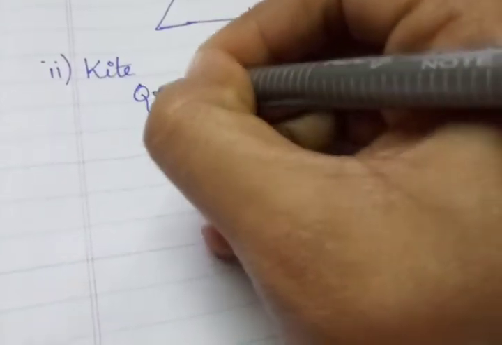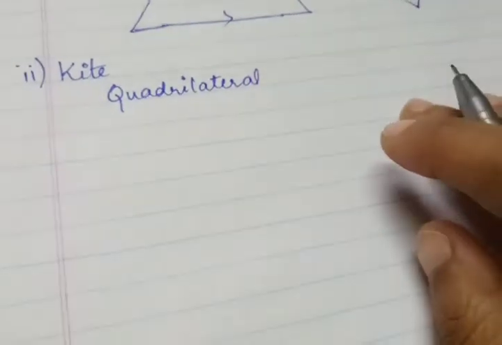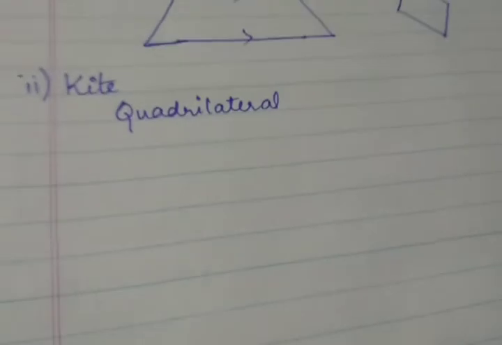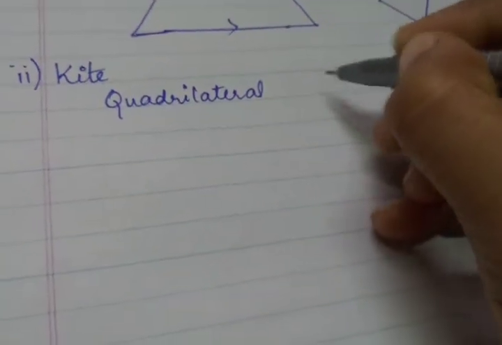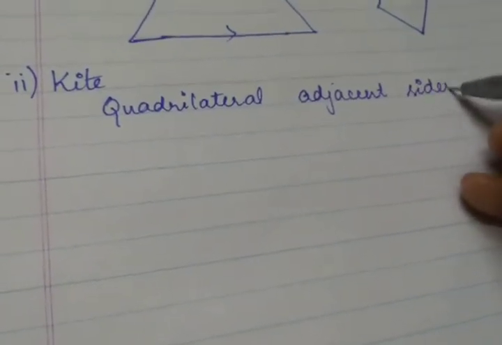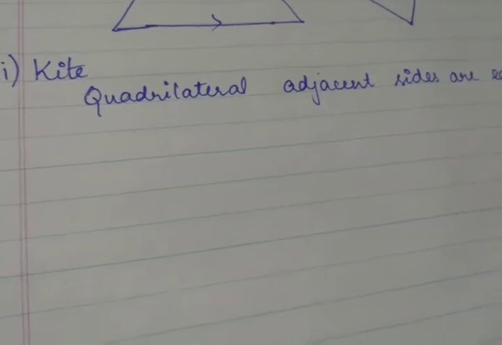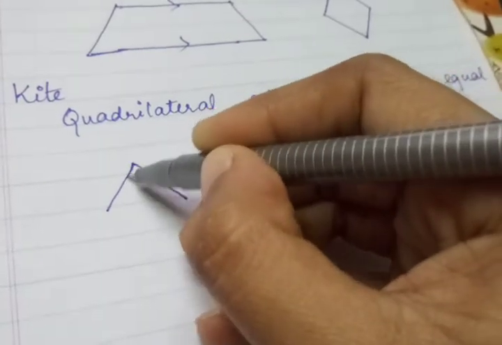Okay. Next kind of quadrilateral which we are going to discuss is kite. Kite is also a quadrilateral, which means it should have four sides. Kite will also have four sides, but the thing is adjacent sides are equal. Adjacent sides are equal, which means, for example, I'll draw you a kite diagram.